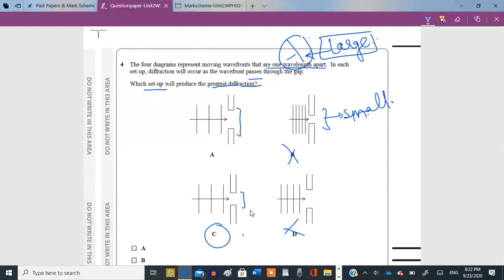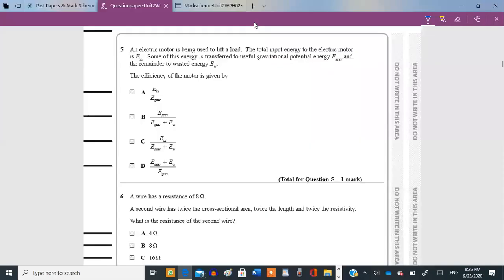An electrical motor is being used to lift a load. The total input energy to the electrical motor is E, and this is a total input that is given to the electrical motor. Some of this energy is transferred into useful gravitational potential energy. This is the useful energy, and the remainder is wasted. What is the efficiency? Okay, efficiency is the useful divided by the total. So useful is the gravitational divided by the total, which is input.